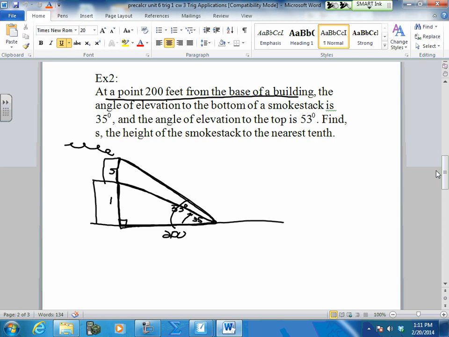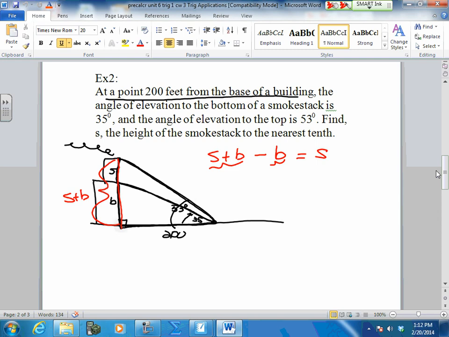Now, let's call the height of the building B. So, if I find the height of the building, and then I use this large triangle, this height is S plus B, agree? So if I do S plus B, and I take away B, won't I be left with S? So that's our goal, to say S plus B minus B equals S.